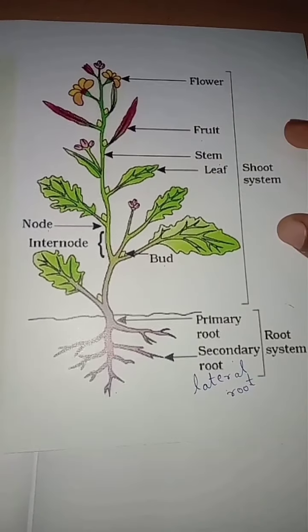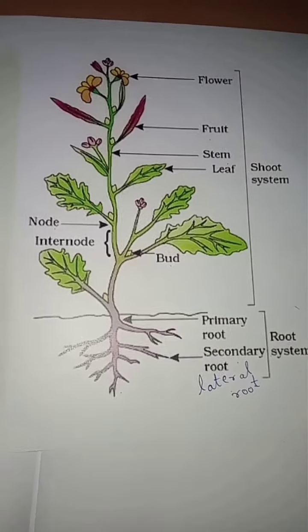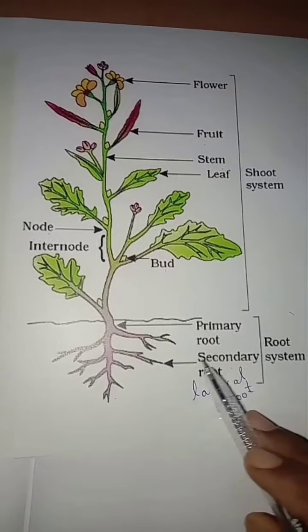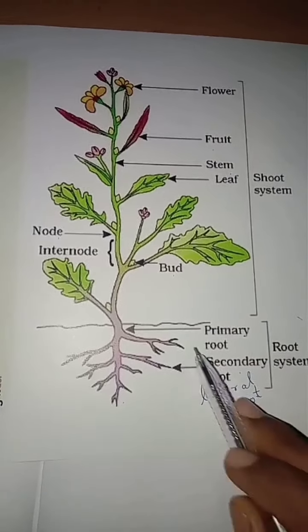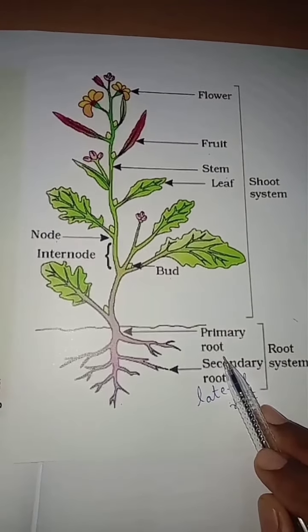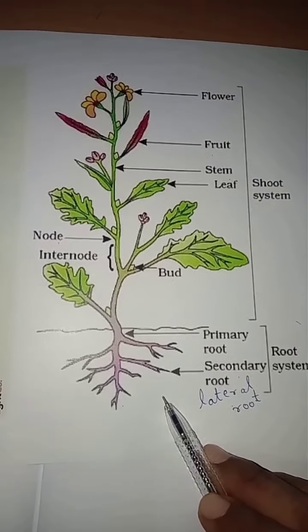This is called the shoot system, and this is called the root system, and these are the parts of the plant. This is called a secondary root or a lateral root. This is called a primary root. From the primary root, the secondary roots come outside.